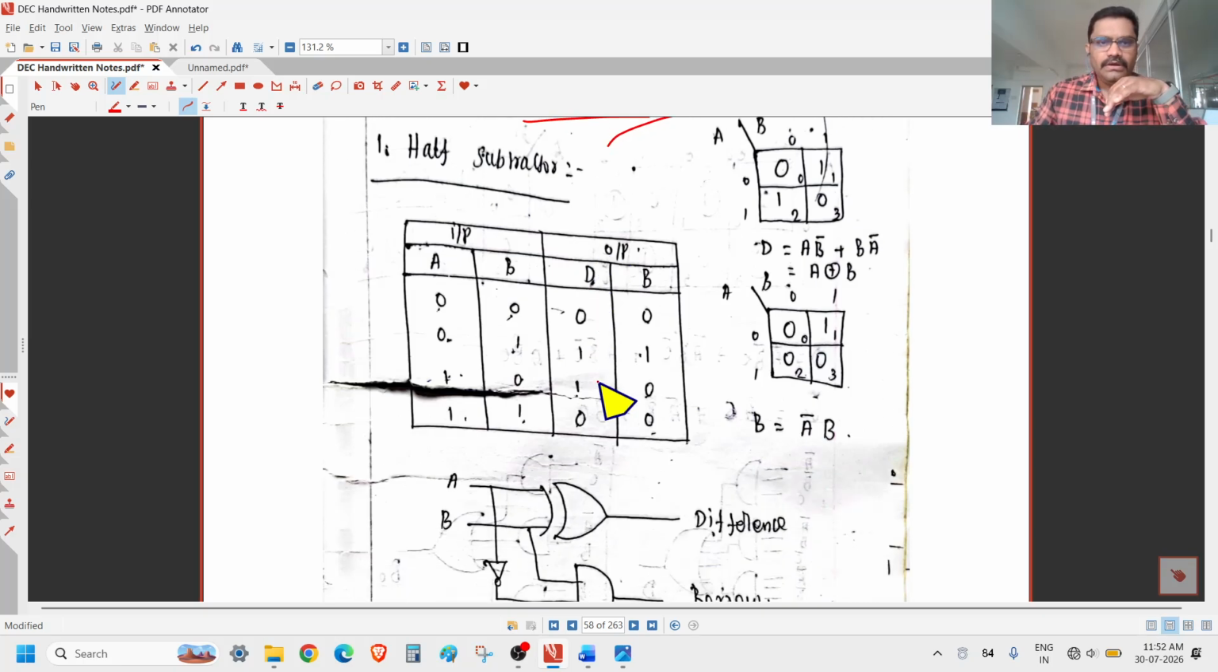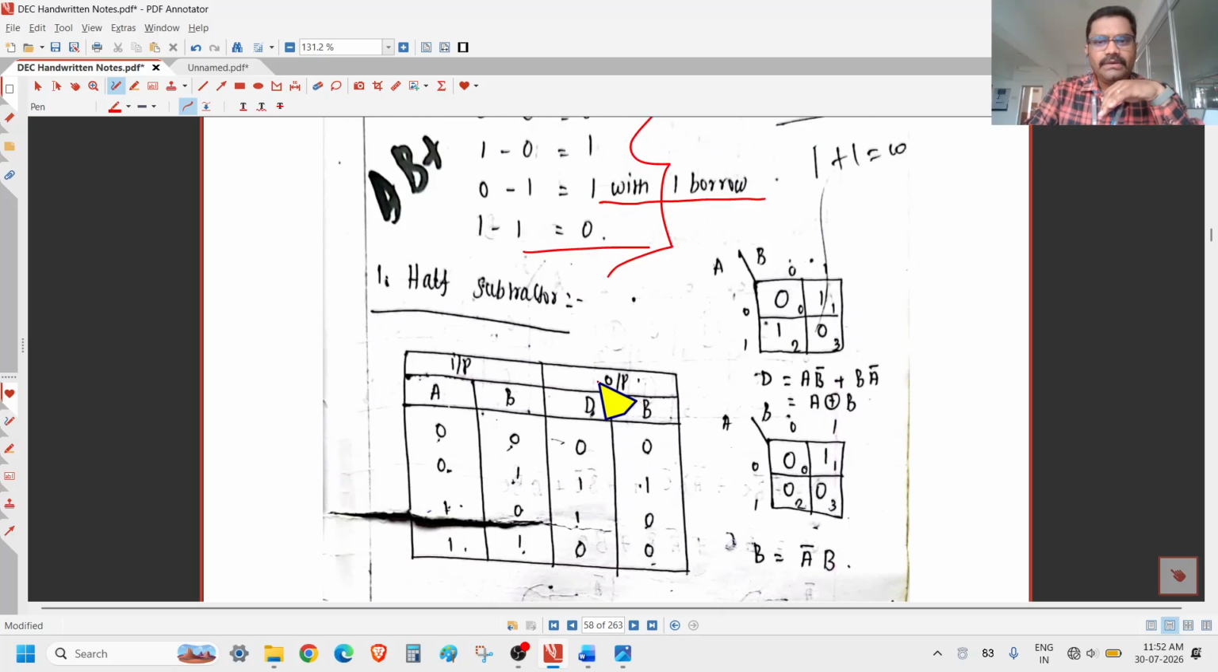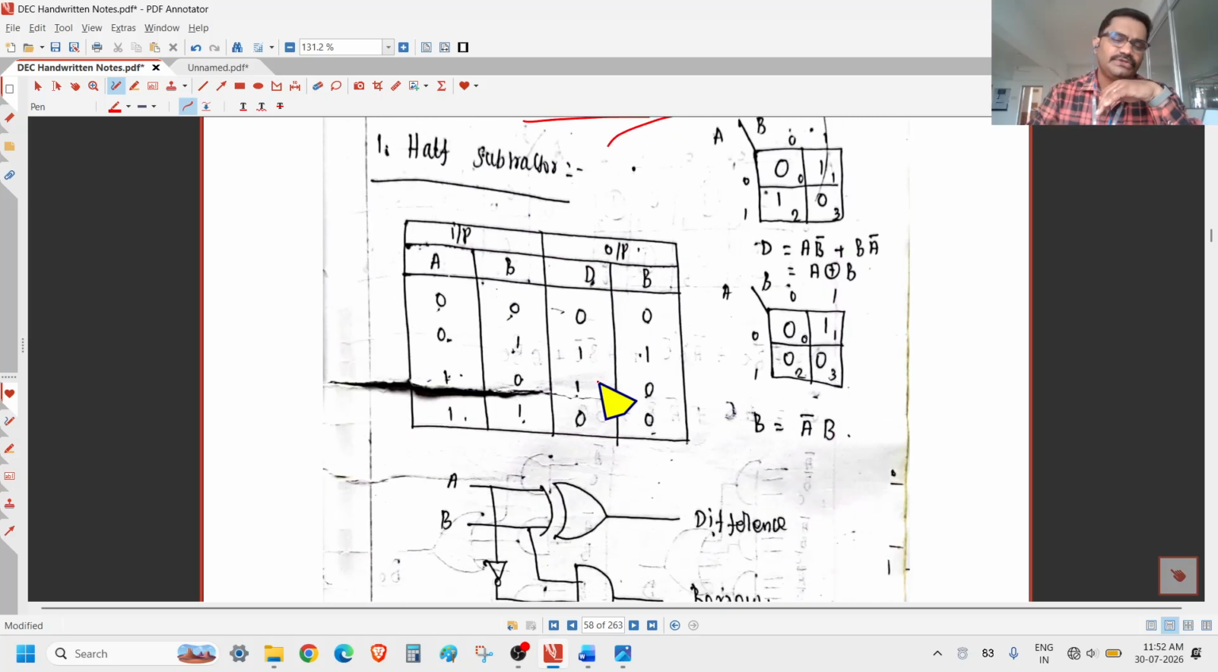Since I already told you, whatever the design in the combinational logic circuit, it starts with the block diagram and ends with the logic diagram. So the same part is also applicable here. The input is A and B and the output is difference and borrow.